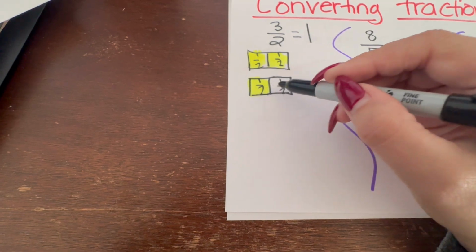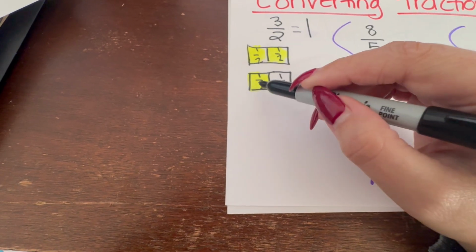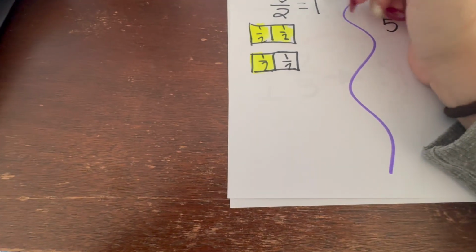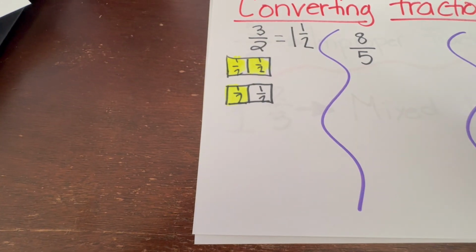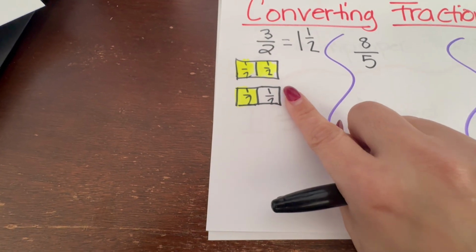Okay, so I have 1 whole. And then over here, I don't have a whole quite yet. I have half a whole. So it's 1 whole and then 1 half. Okay, so that is how we change it using models.